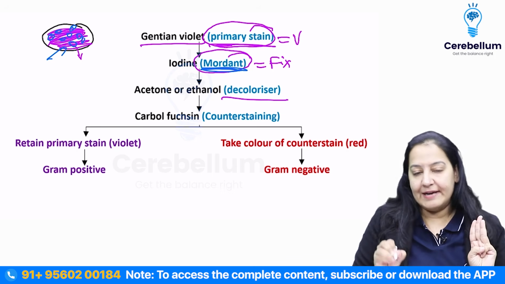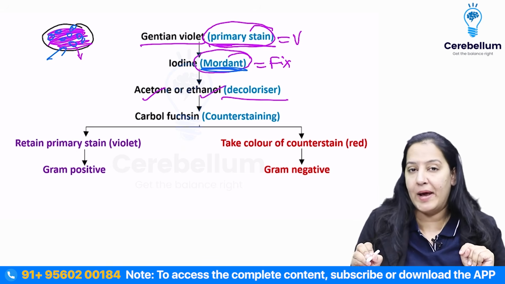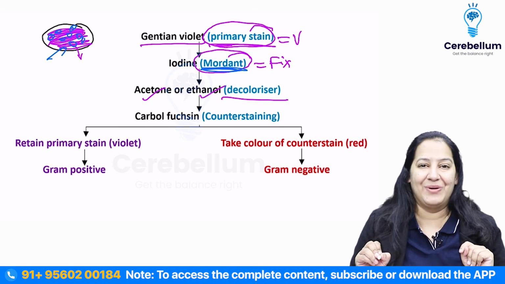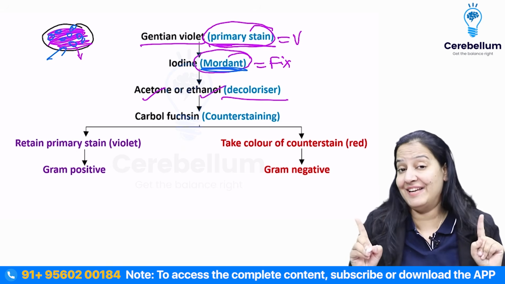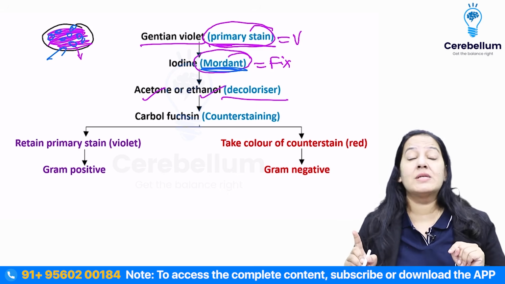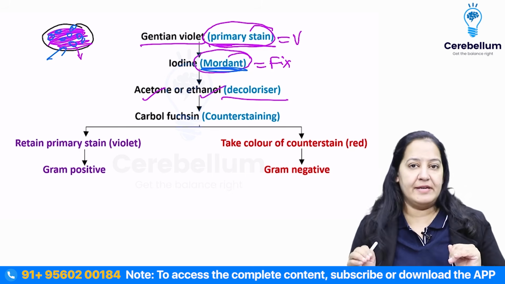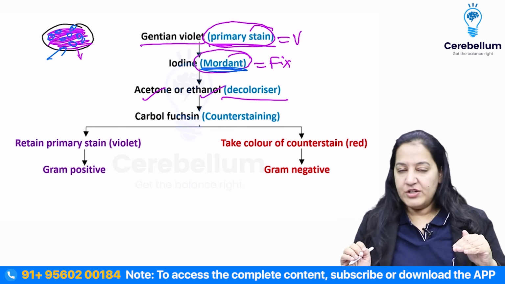Now the third is the decolorizer. Here as a decolorizer, we use either acetone or alcohol. In the alcohol, we use ethanol. We never use acid in gram stain. In contrast to acid-fast stain, where we use acid, the sulfuric acid 20% H2SO4, as a decolorizer. Here we don't use acid.